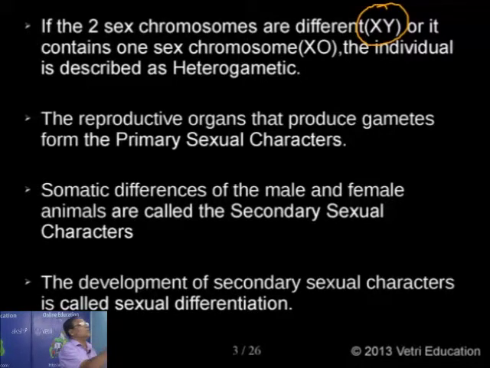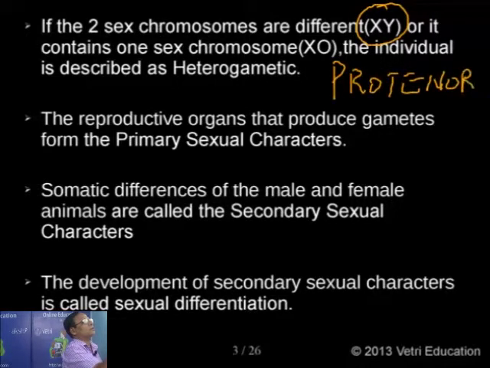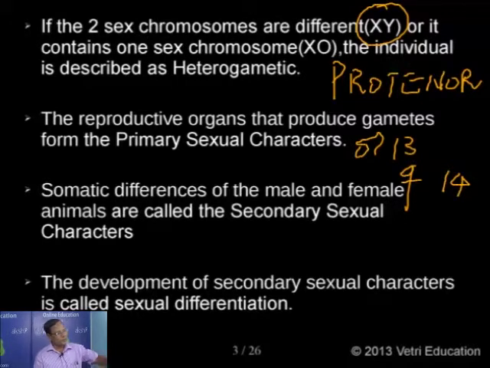For example, there is a bug by name Protenor. In the case of this bug, the male has 13 chromosomes and the females have 14 chromosomes. That means one of the sex chromosomes is less. That is why in the case of male, we have just XO. That means they have 6 pairs of autosomes, or 12 autosomes, plus only one X chromosome. The other sex chromosome is absent. Whereas in the case of female, we have 12 autosomes plus 2 X chromosomes in Protenor. That was reported by Stevens and Wilson.